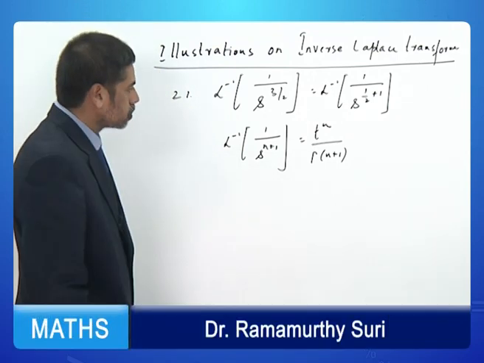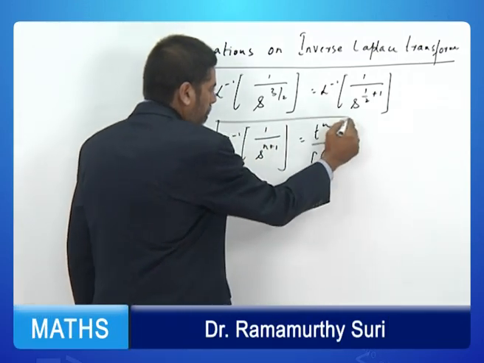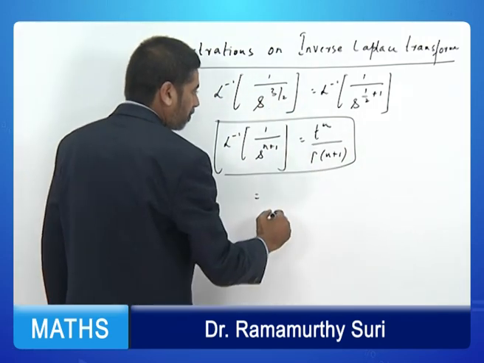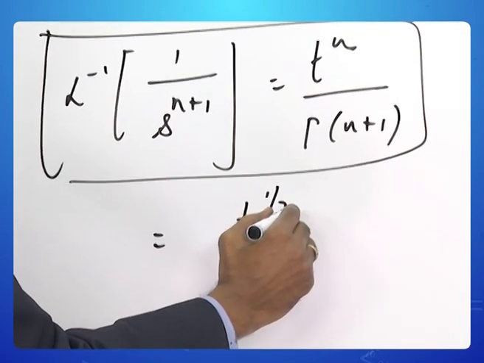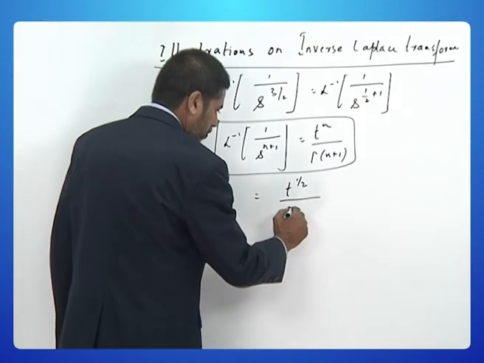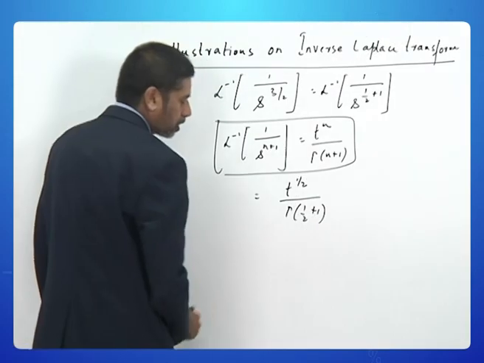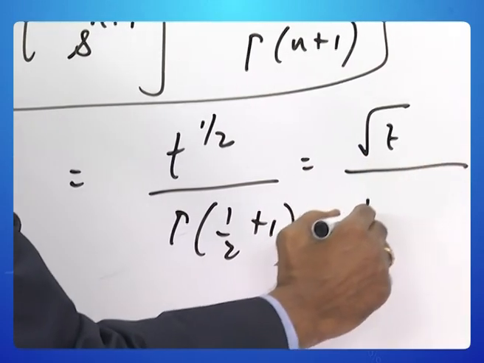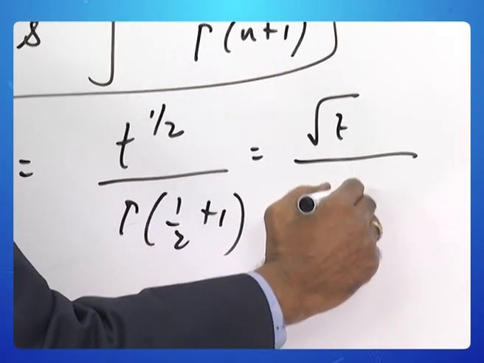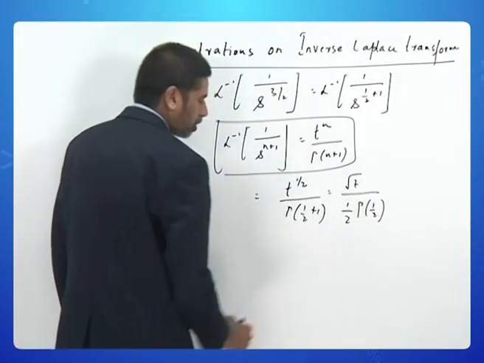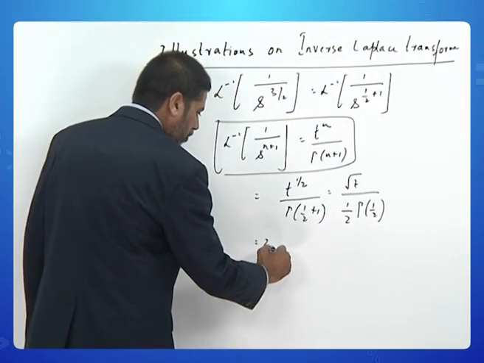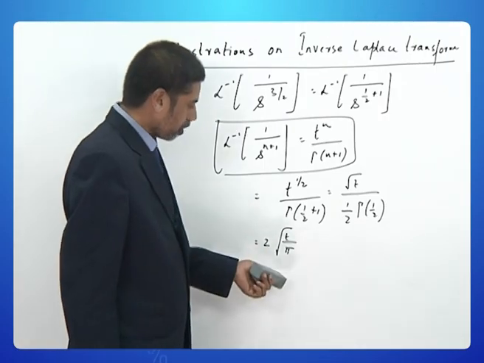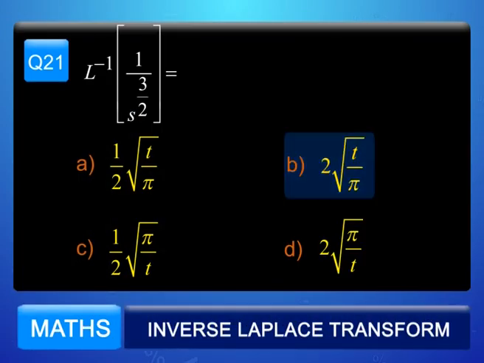right? So in the present context, we will have t power half by gamma of half plus 1. So this will be nothing but square root of t by half gamma half. So you will have 2 into square root of t by pi. So this is a straightforward problem and the correct option is B.